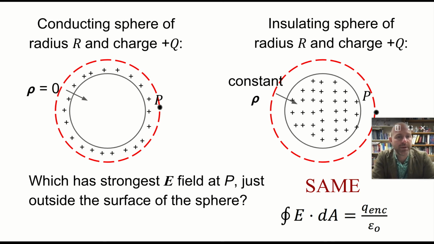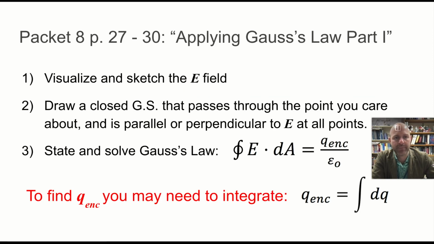The conducting sphere will be shell theorem stuff, and the insulating sphere will be the idea of tunneling inside the Earth, where you get less and less charge enclosed, meaning you get a weaker and weaker electric field until you get to 0 at the middle. So that's kind of the layout here.